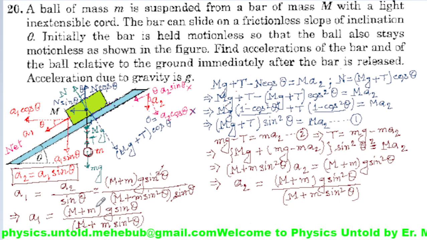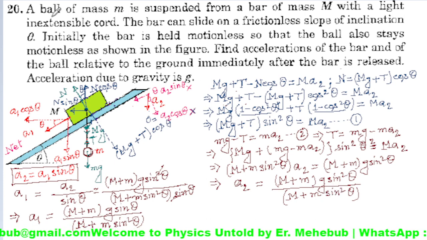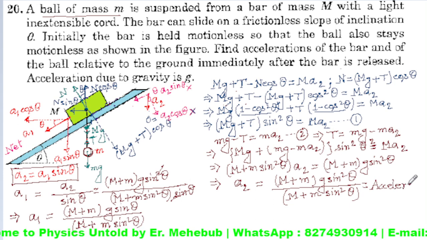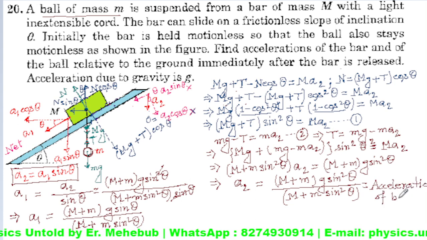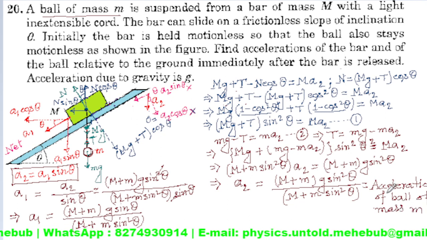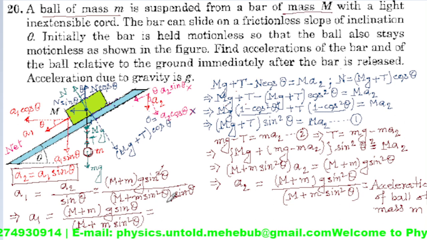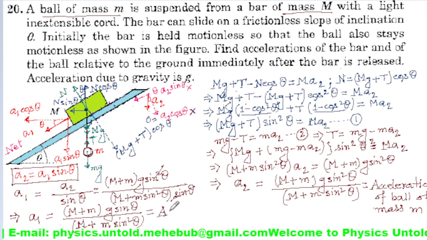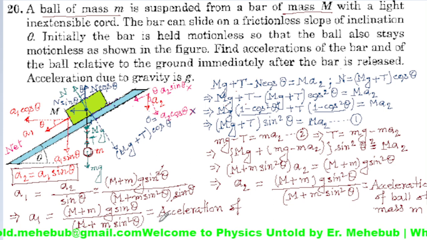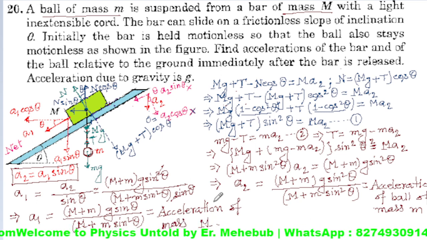So these are our required accelerations a1 and a2. This a2 is the acceleration of the ball of small mass m, and this a1 is the acceleration of mass capital M.